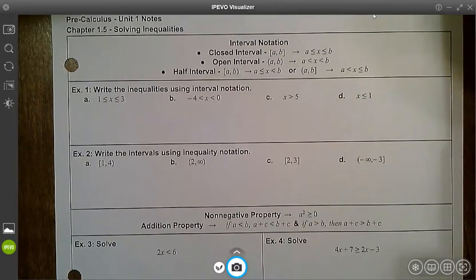Recall, chapter 1.5, solving inequalities. Interval notation is when we have an inequality, which is a range of numbers that could be a solution for an equation. The closed interval is inclusive.